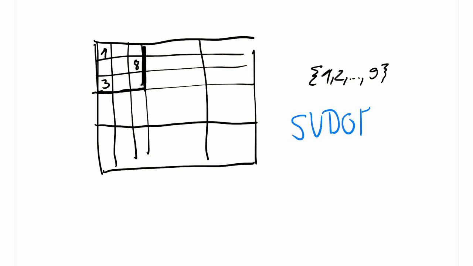And this is a constraint satisfaction problem. The variables are the fields, the values are the numbers 1 up to 9, and the constraints are specified for each row, for each column, and for each 3x3 subgrid. Every value has to appear exactly once.